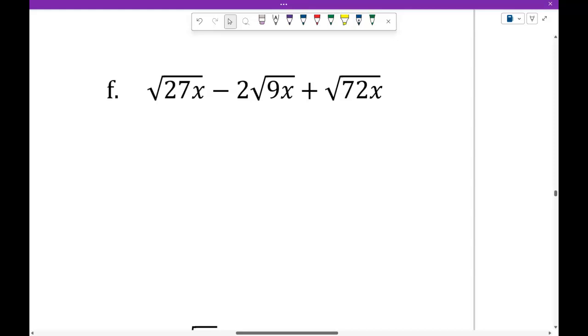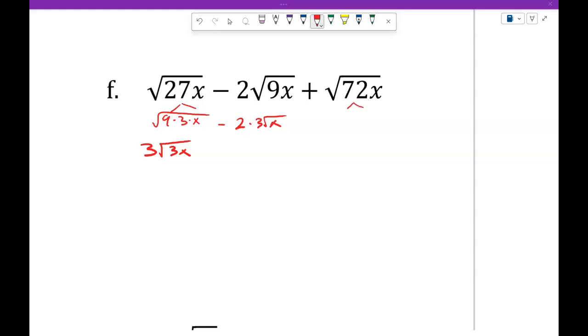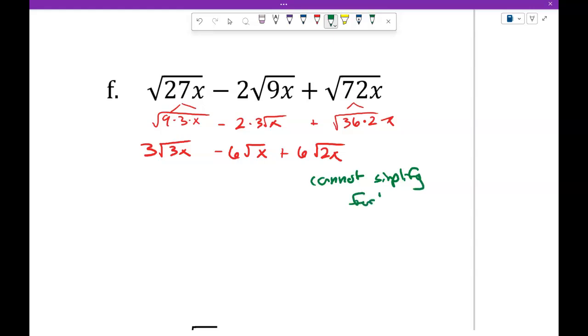So we'd look to see if we can simplify these at all. 27 we can split into 9 and 3, giving us 3 square root of 3x, minus, we can split this, we can take the square root of 9, and here we have 36 and 2 and x, leaving us with 6 root 2x. All of these are simplified, but we cannot simplify any further. These are not like radicands, so we can't add them up.